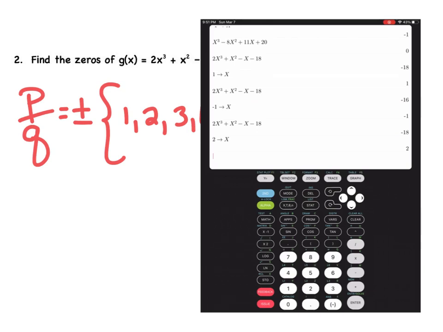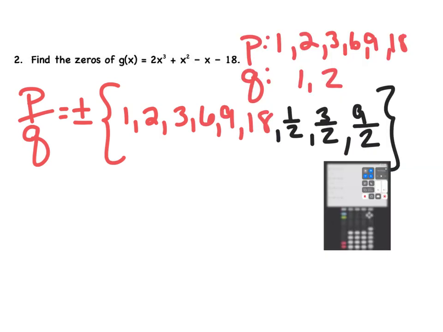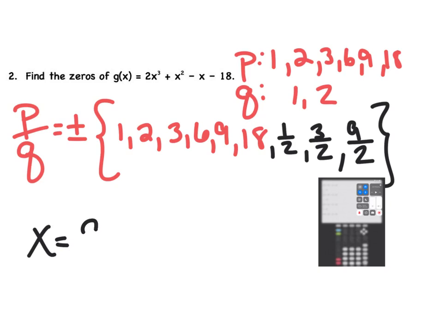2 stored for x, enter. Go up, copy my function, so I don't have to retype it again. Hit enter, and yes, I got 0. So that means that 2, when I plug it in, gives me a remainder of 0. So that is a 0 of the function. So one possible 0 here was 2. So I could do synthetic division to find the rest of the zeros.